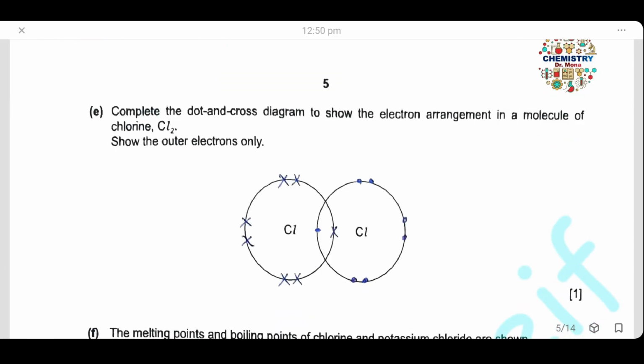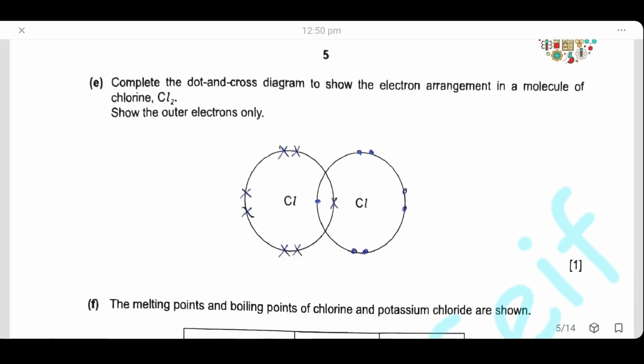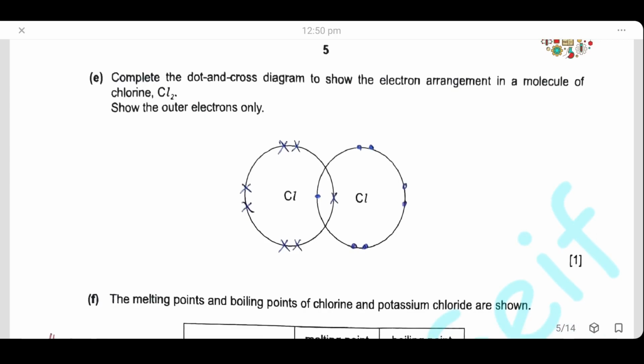Complete the dot and cross diagram to show the electronic arrangement in a molecule of chlorine. Show the outer electrons only. Each atom of chlorine has 7 electrons in its outer shell.